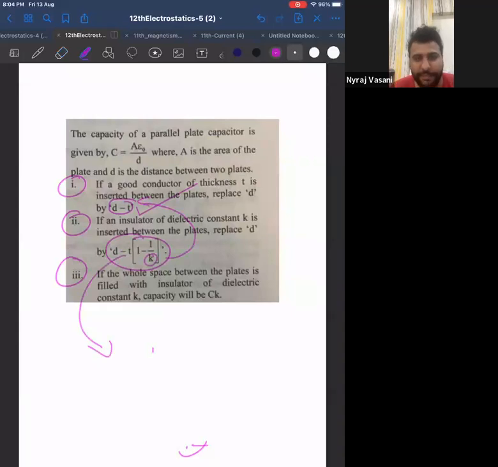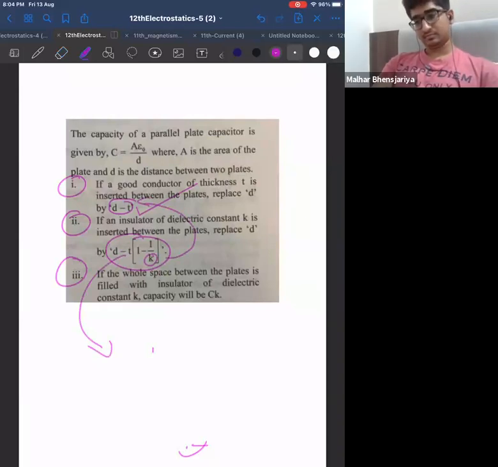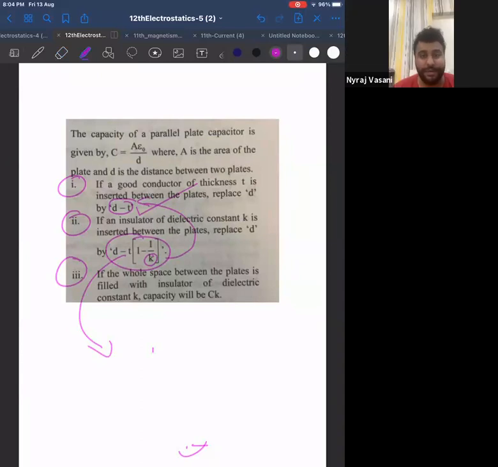Secondly, I'll tell you one thing. Is K given in the question? Check. Is K given in the question? No. So can I say it is not an insulator, it is a conductor? Because if it was an insulator, K also would be given in the question. Now, if K is not given in the question, I cannot use that third formula. That is a very naive, very basic way of thinking.